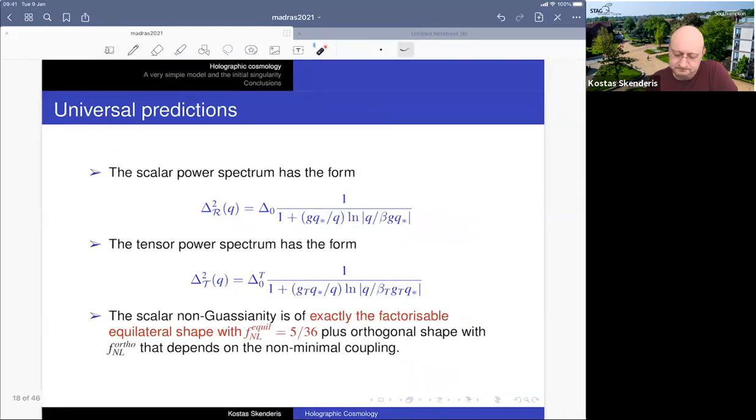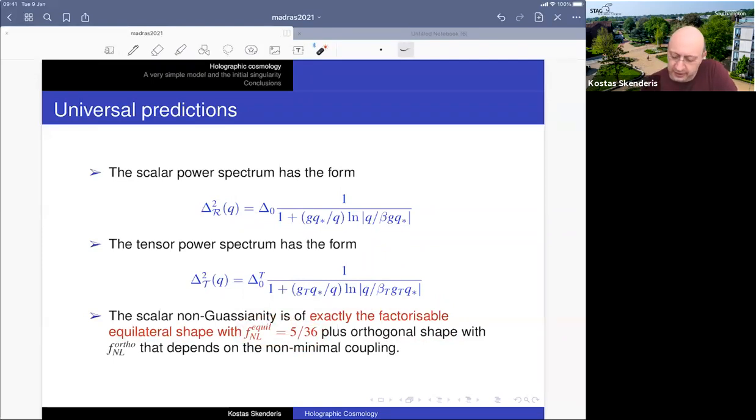So now, okay, here are the universal predictions. So this should be the form of the power spectrum. A similar argument gives the form of the tensors. The tensor power spectrum should be of this form. And then there are also very specific predictions about non-Gaussianity. There should be no local non-Gaussianity. You should have a component which is equilateral with a very specific FNL parameter, 5/36, plus a component with kind of an orthogonal shape.